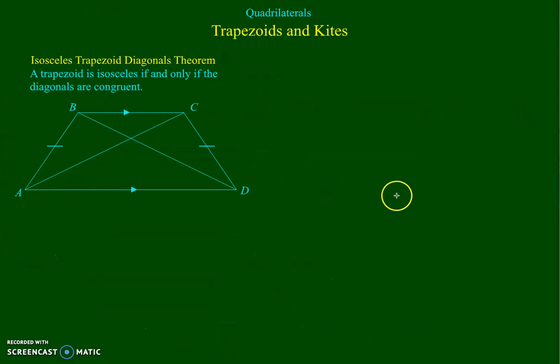The next property is given by the isosceles trapezoid diagonals theorem. A trapezoid is isosceles if and only if the diagonals are congruent. Again, this is a biconditional, and you can say that if a trapezoid is isosceles, then the diagonals are congruent, or if the diagonals of a trapezoid are congruent, then the trapezoid is isosceles. So we're going to pick the first one, and that's the condition we're going to use for our proof. So let's look at that.